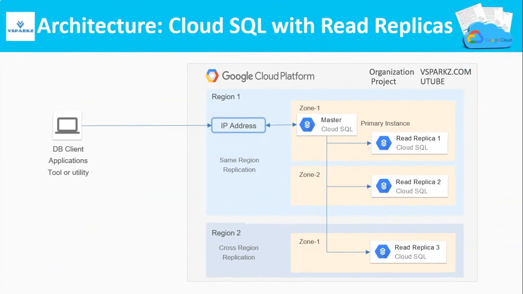Now let us see a few architectures of Cloud SQL. In this architecture, you can see the primary or the master database is created along with the read replicas. You can create the read replicas in the same zone as that of the master database, or in a different zone or in a different region. But the best practice is to keep the read replicas as close as possible to the master for better performance, I mean the replication performance.